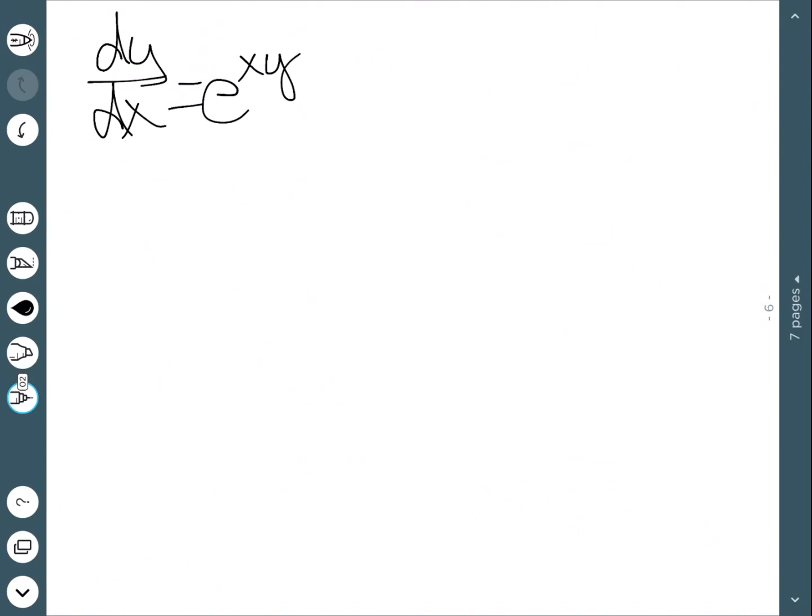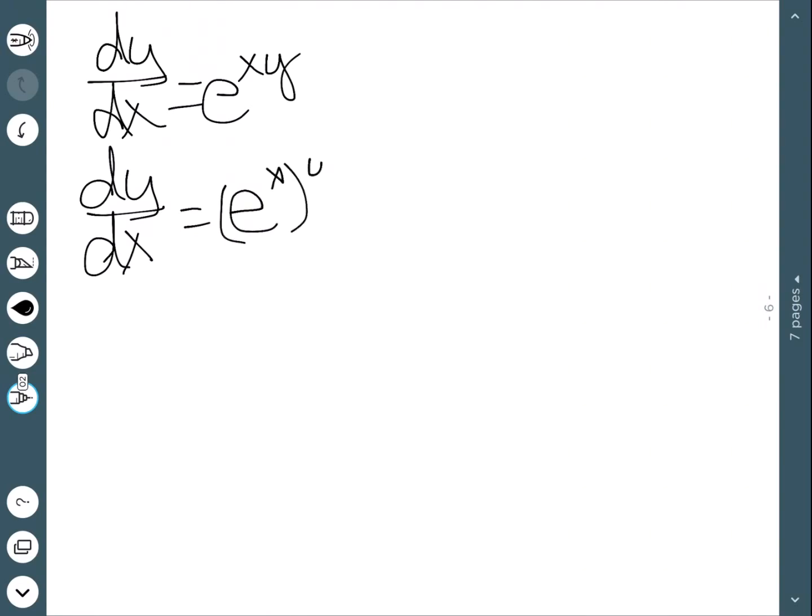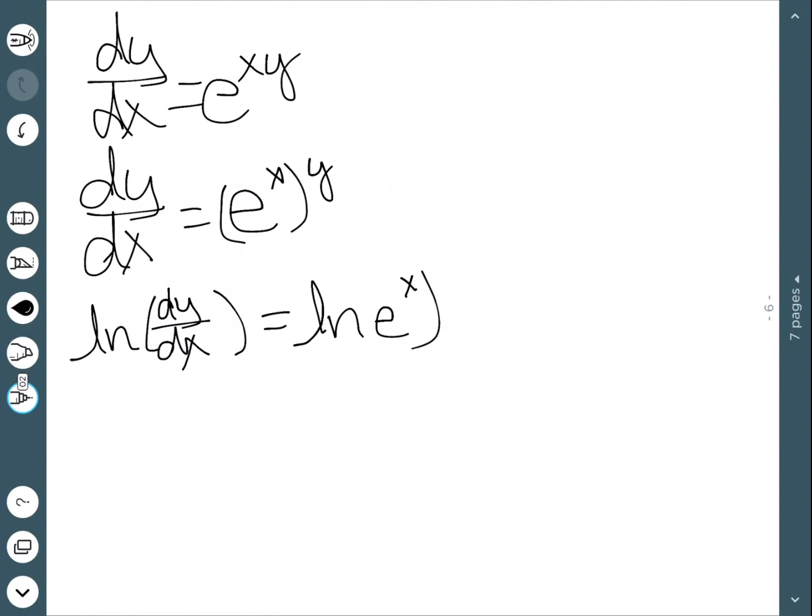For my final one, I'm going to look at dy/dx equal to e to the xy. And the trick here is to realize, well, first off, if I play with properties of exponents, I get e to the x to the y power. Well, anytime we try to get rid of powers, we want to take the ln of both sides. And this is instantly going to cause a problem, because of this, I don't know how to deal with ln of dy/dx.